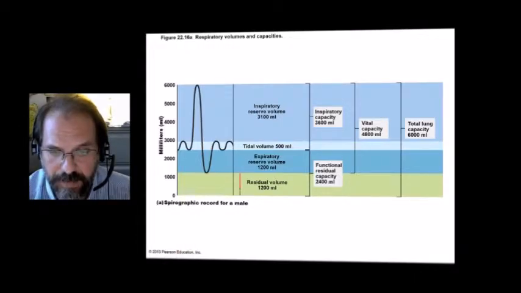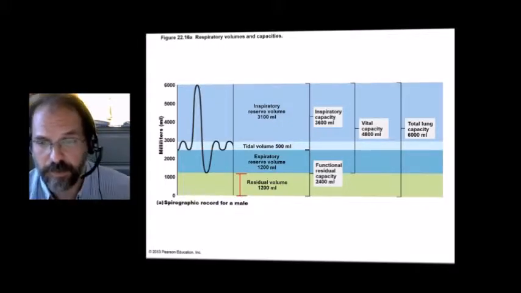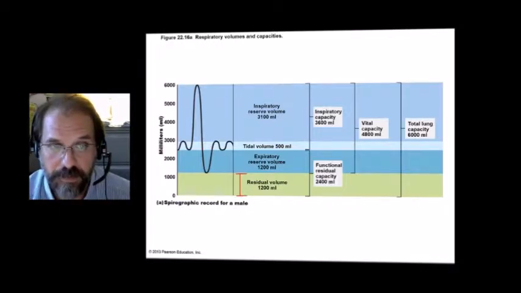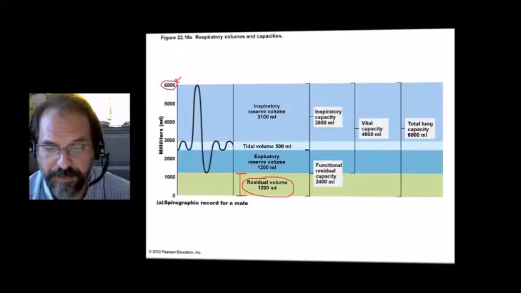So this is the amount of air that we can never get out of the lungs, called a residual volume. Total lung capacity for an adult male is about 6 liters. So 5.5 to 6 liters is a pretty normal total lung capacity. Of that, a little over 20% or so is a residual volume. That's the volume we can never get out.